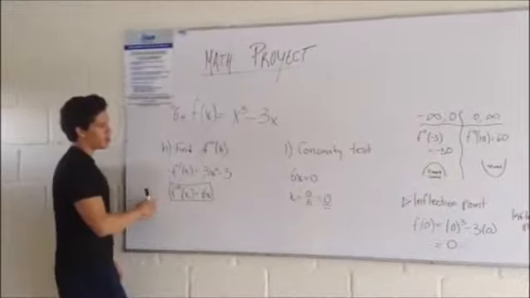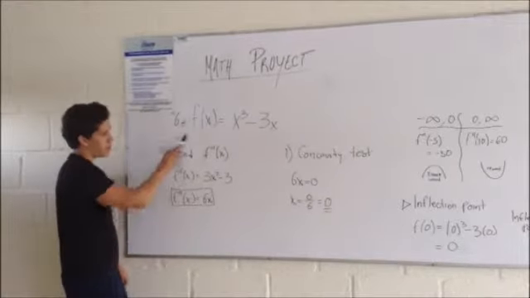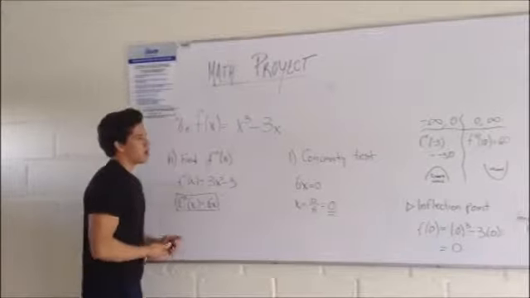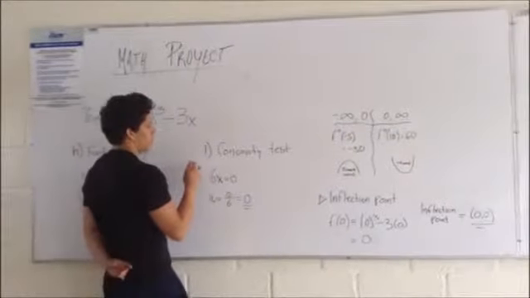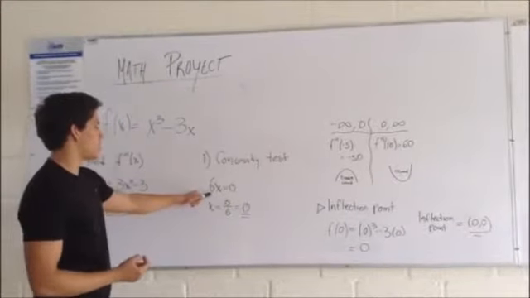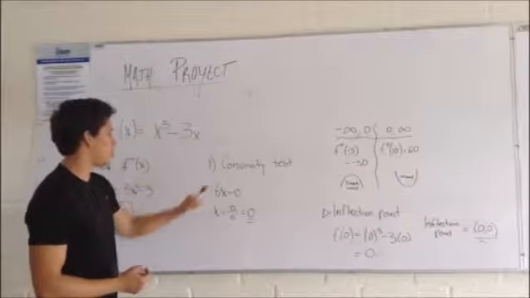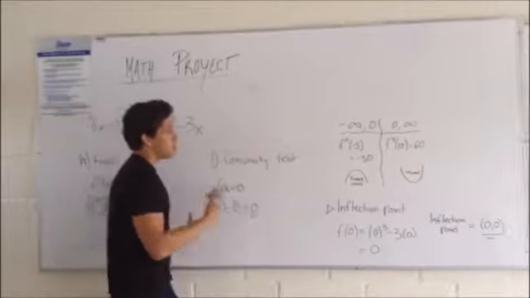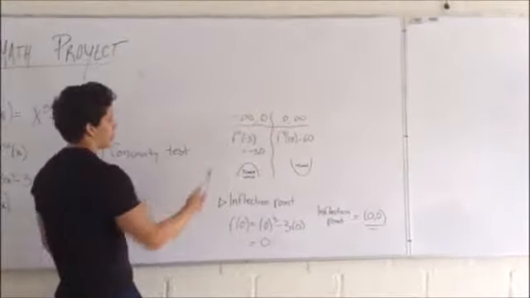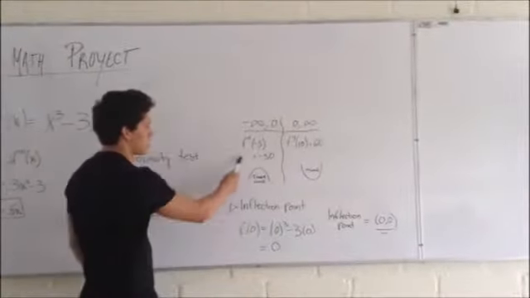Okay, point H is to find the second derivative of f(x), and we get that the second derivative is 6x. Then in point I, we do the concavity test. The first step is equalizing the equation to 0, and we get a result of 0. Then we have to apply the concavity test, which is the same as what we did in the ID test.